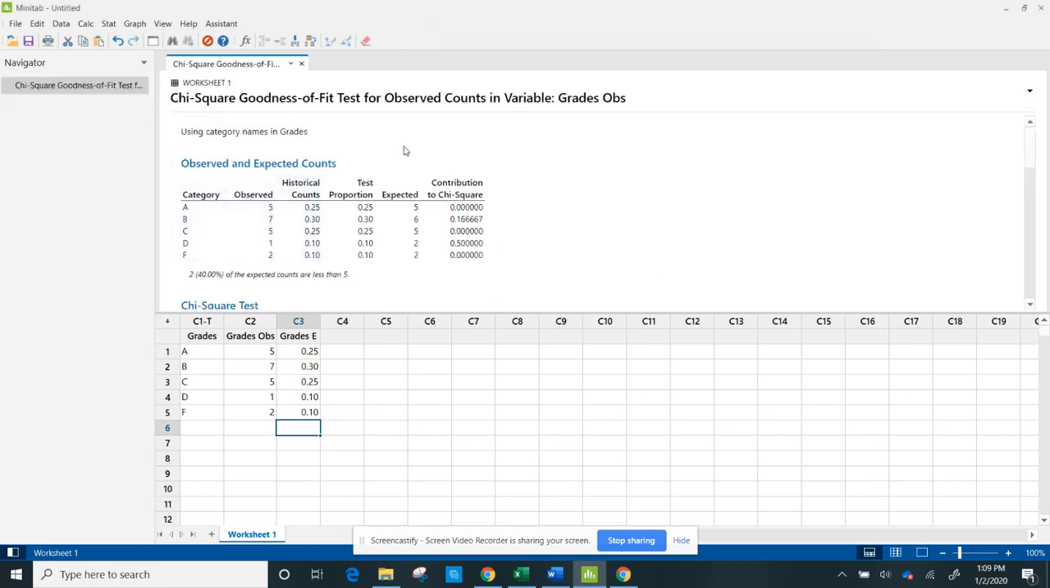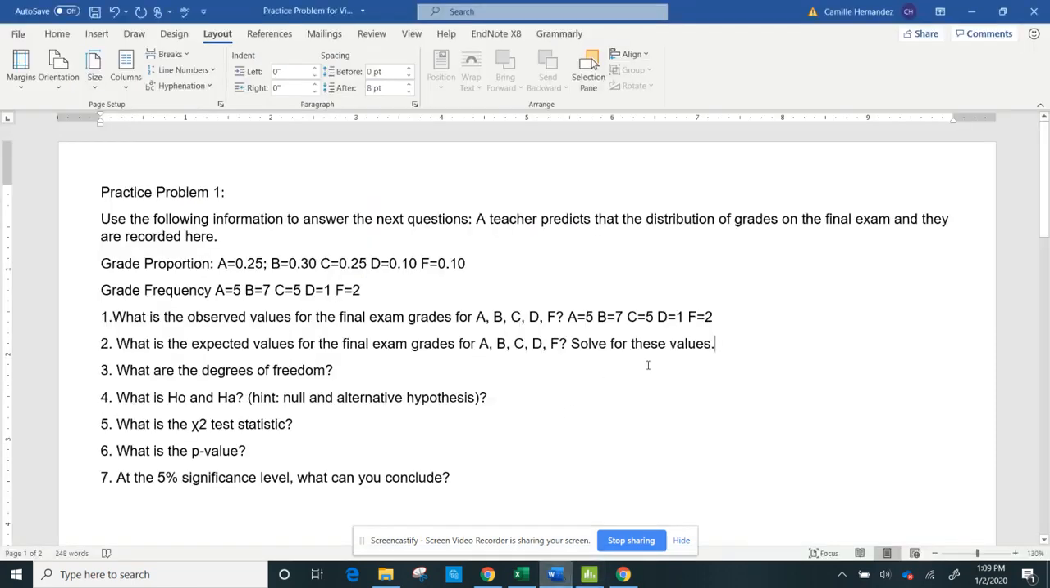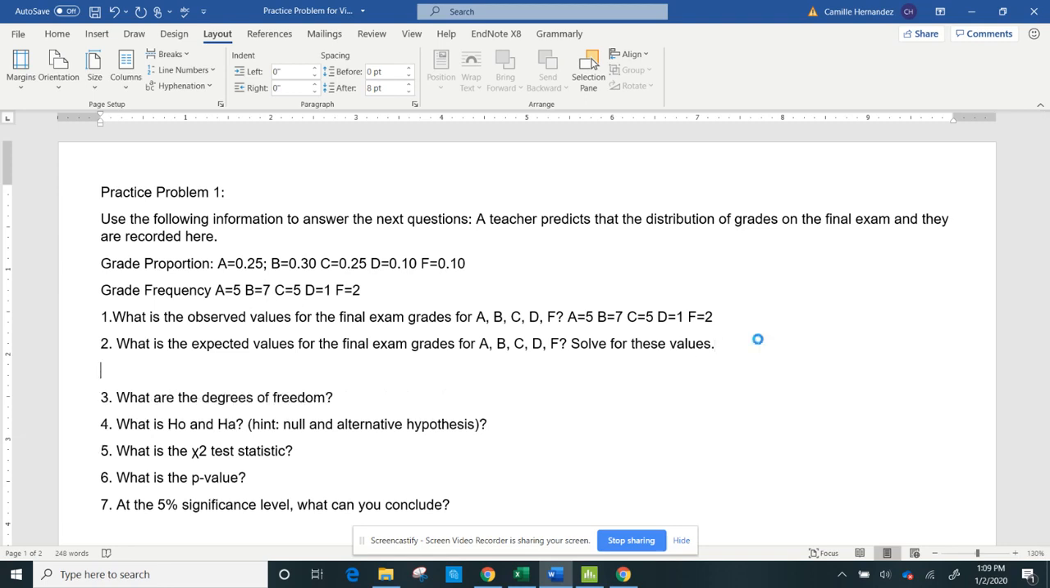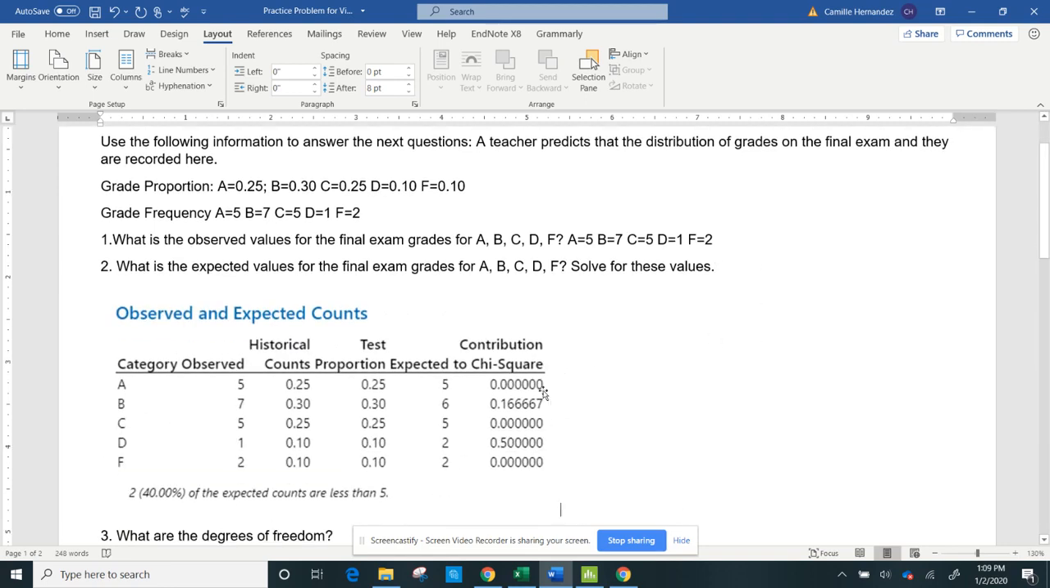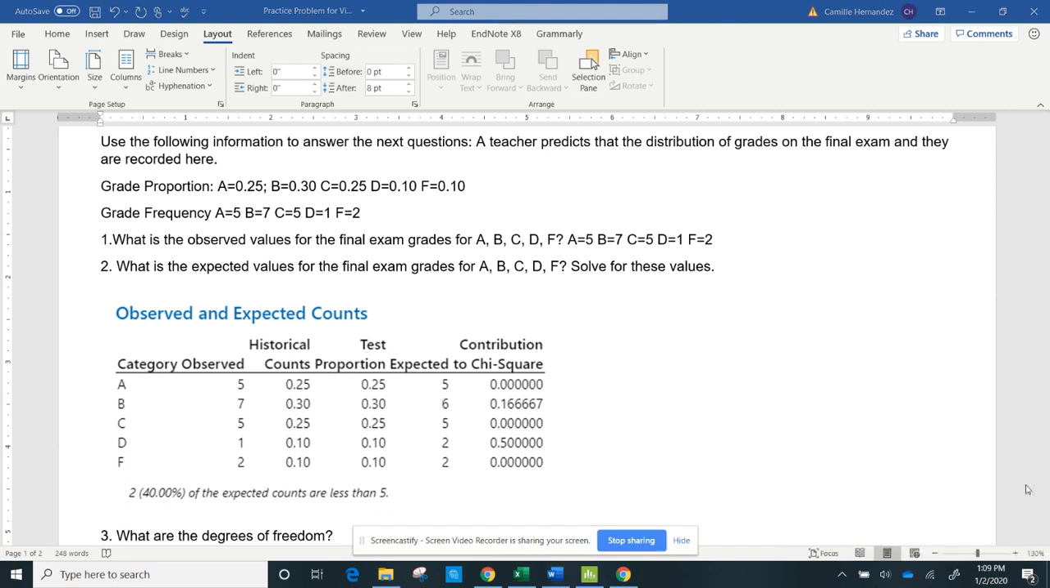So what does it give me? I'm going to copy and paste this so we can take it back to the Word doc. So what does that give me? Remember those expected values that I wanted? They're right here. My expected value for an A is 5. My expected value for a B is 6. My expected value for a C is 5. D is 2, and F is 2.